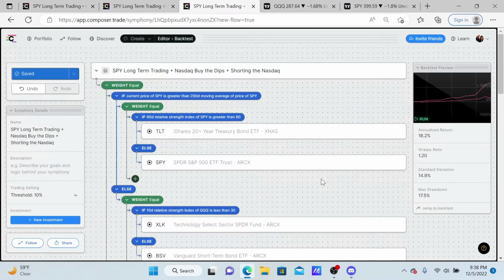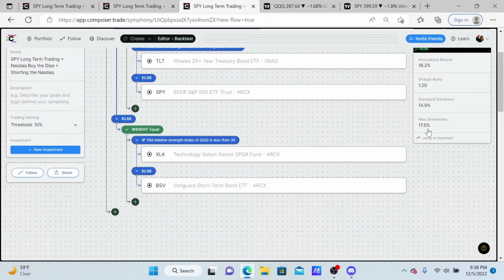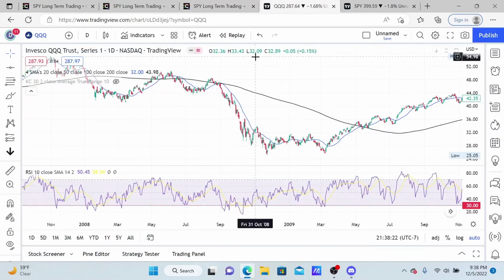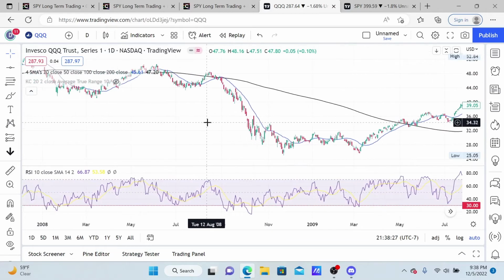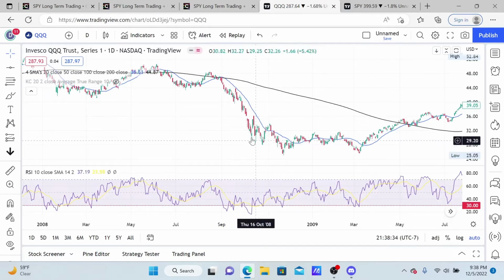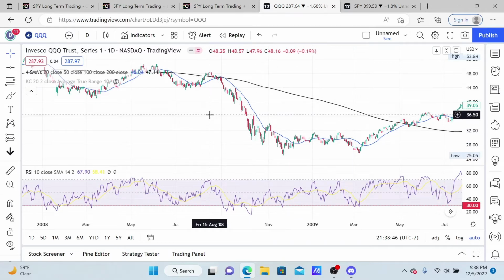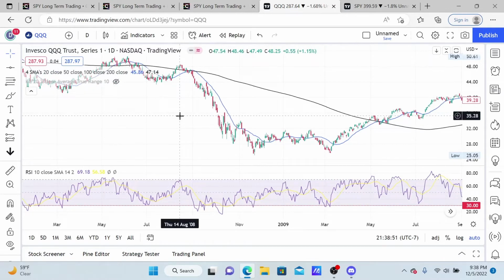Okay, and the third way I like to use TradingView in conjunction with Composer is shorting the market. Now, I don't recommend shorting to most people. It's very risky, and it's definitely not for everybody, but it is something that I like to use in Composer in a downtrend. So this chart I'm looking at is the QQQ. This is the NASDAQ 1X normal chart.